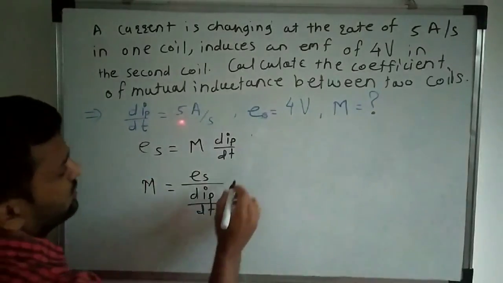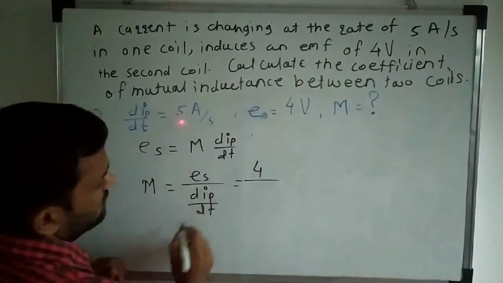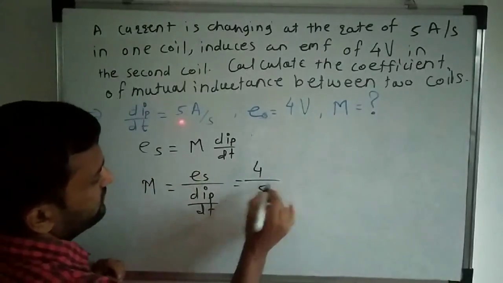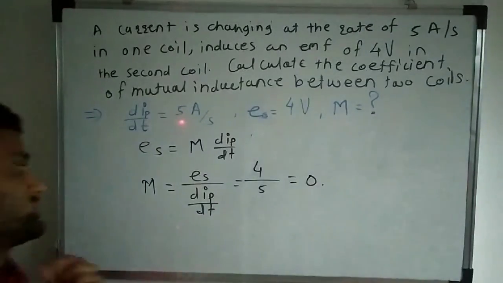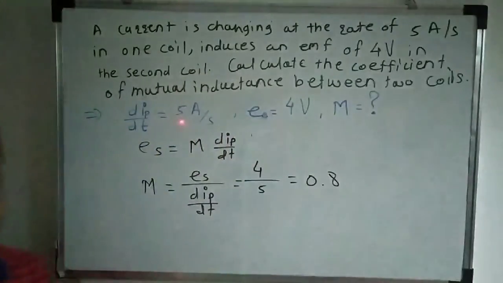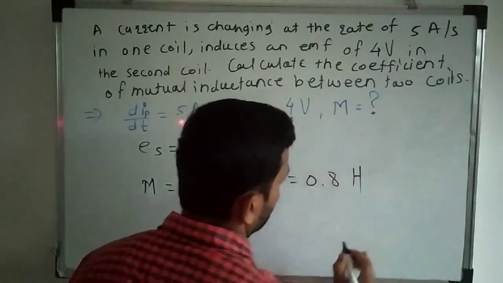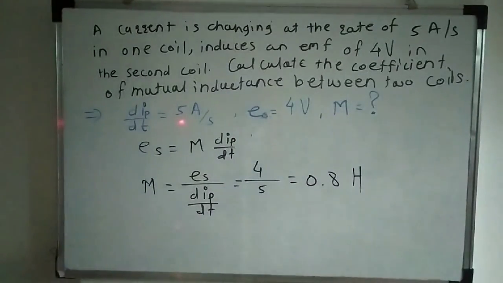So put the values of the given terms. ES is 4 volt divided by dIP by dt, which is 5. So what will be the value? 0.8. What is the unit for the mutual inductance? It is capital H, that is called Henry. So the value for mutual inductance becomes 0.8 Henry. This is the way we can solve different numericals by using the formula of mutual induction.